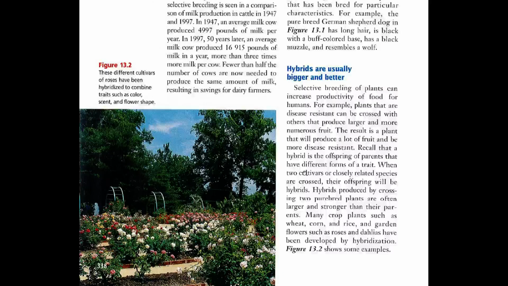When two cultivars or two breeds are crossed, their offspring will be what we call hybrids. Hybrids produced by crossing two purebred plants are often larger and stronger than their counterparts. Many plants that we need today, it says here, wheat, corn, rice, flowers, roses, have all been developed by hybridization, meaning we take two strains or two families, cross them together to combine all the best traits of both, and interbreed that until we get a super crop, a super corn plant or a super wheat plant.